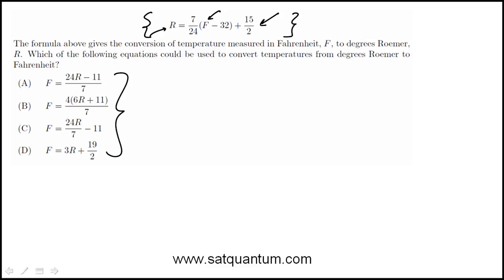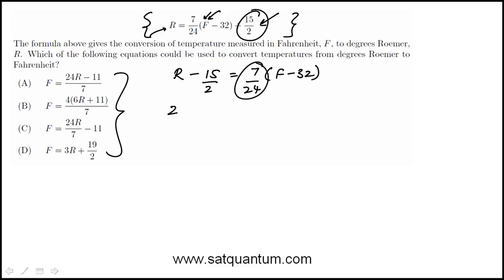So I just have to isolate F. So I'm going to move all the terms to the other side and have F alone. So I'll subtract 15 over 2 from both sides. So this becomes R minus 15 over 2 is 7 over 24 times F minus 32. And I'm going to multiply both sides by 24 over 7 because that will knock out this term. And that becomes 24 over 7 times R minus 15 over 2 is F minus 32. So to isolate F, I just add 32 to both sides.